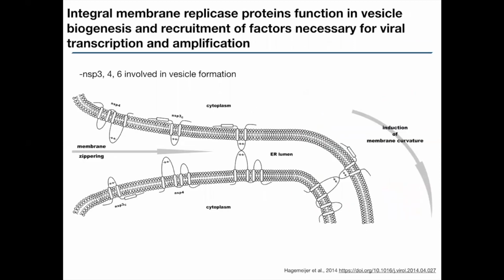There's been a lot of work trying to explore how these are formed, and what is known is that there are integral membrane proteins that are part of the replicase complex that are thought to function in vesicle biogenesis. And the three replicase components that are predicted at least to have transmembrane domains in them are NSP3, 4, and 6. And these are thought to be directly involved in vesicle formation.